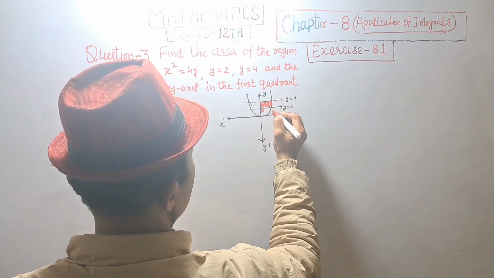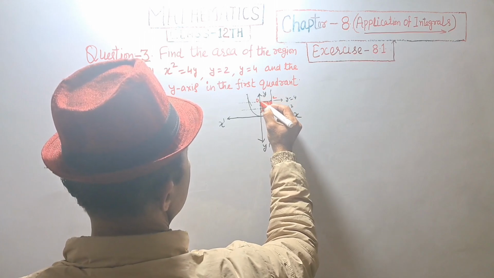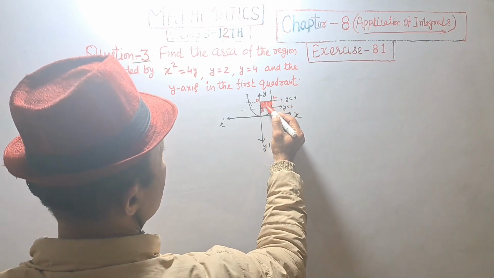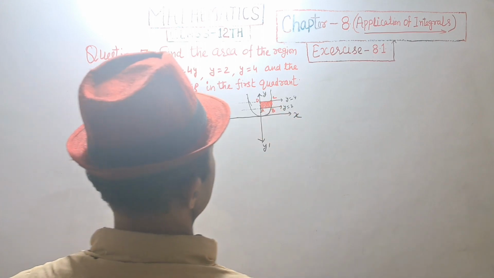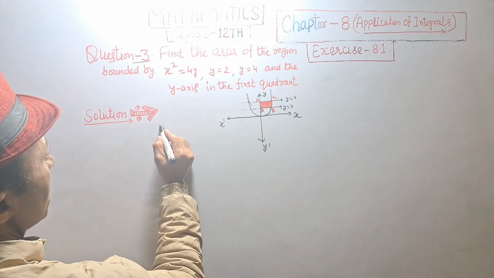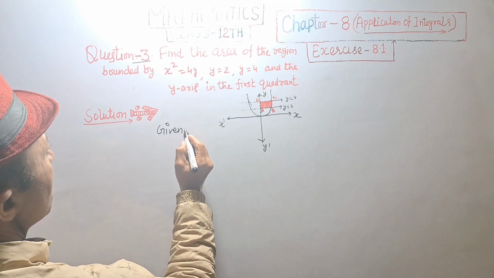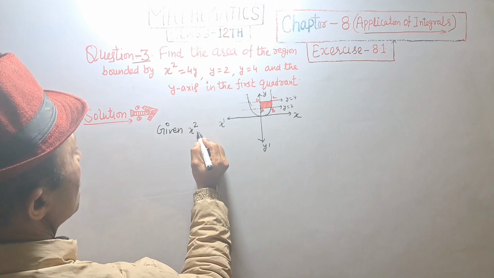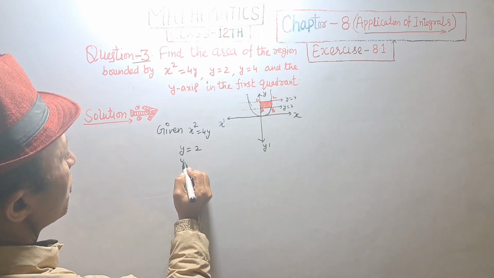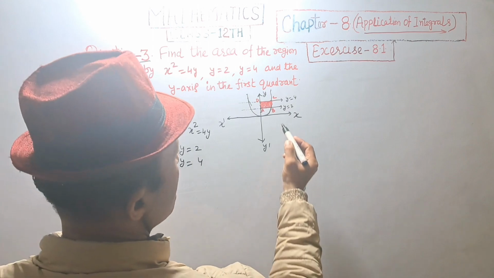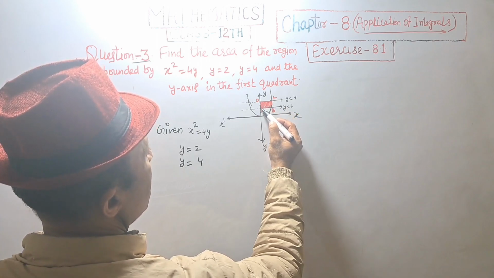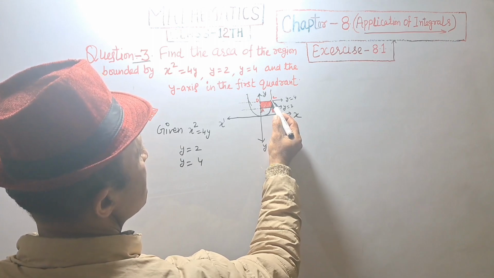That is A, B, C, D. Given curve, given x raised to power 2 is equal to 4y and y is equal to 2, y is equal to 4, and we want to find the area of the region A, B, C, D.